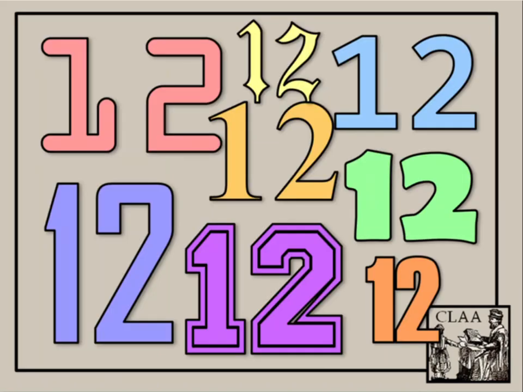Now anytime we see the number 12, no matter how it's written, we will always see a 1 that marks the number of tens and a 2 that marks the number of units. This is the number 12. And all of these numbers on your screen, even though they look very different, are all the number 12.